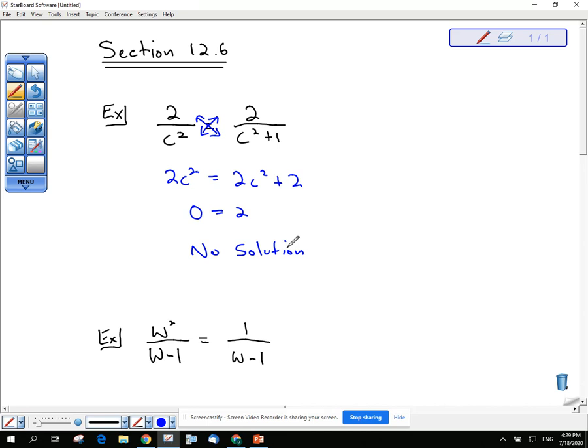Okay. And again, I always like to link these to the graph. If you graphed y equals 2 over x squared, and then you graphed y equals 2 over x squared plus 1, you would just see two graphs that just do not intersect. No solution. Okay. One more time.